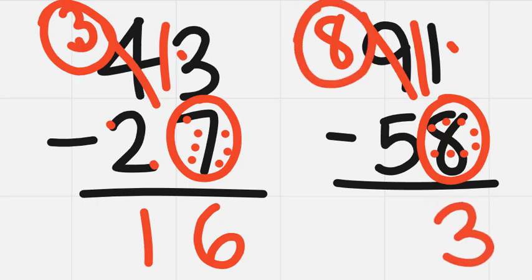Next, I'll circle the 8, touch and count backward. 8, 7, 6, 5, 4, 3. Our answer is 33. Well done. Be sure to check your work.